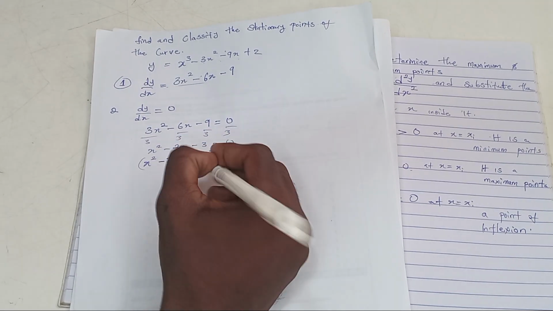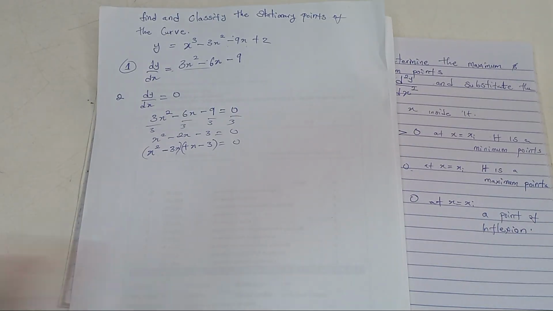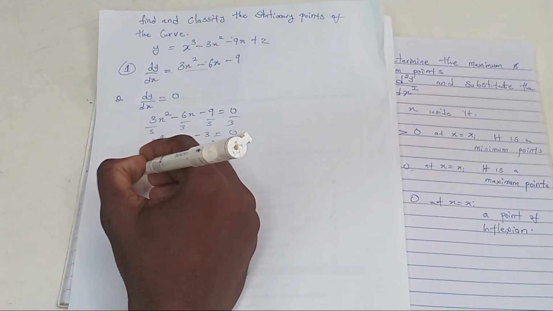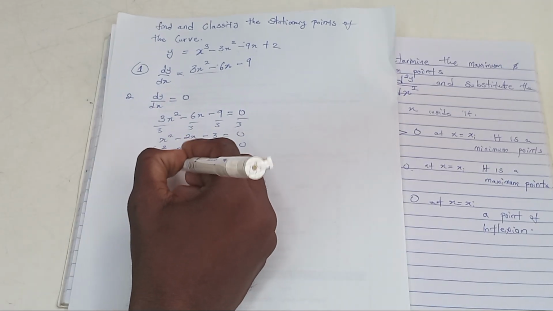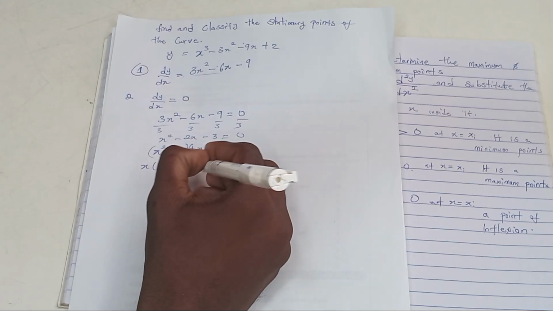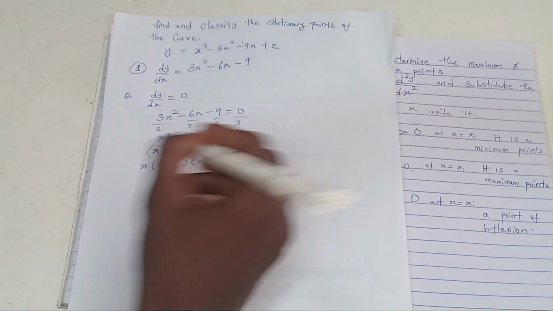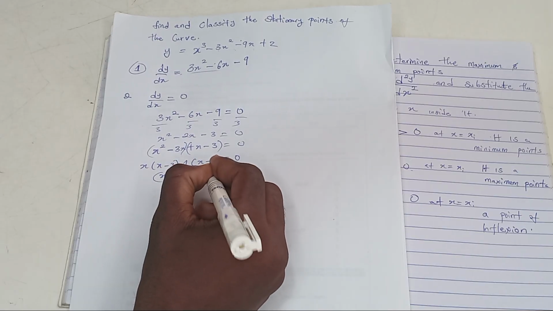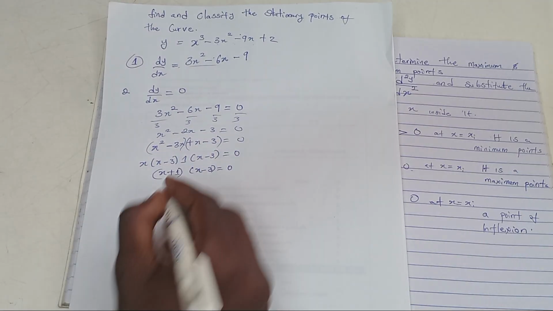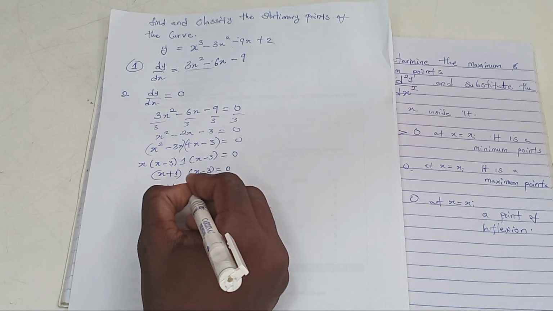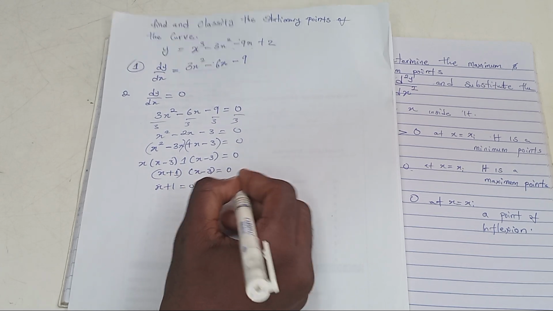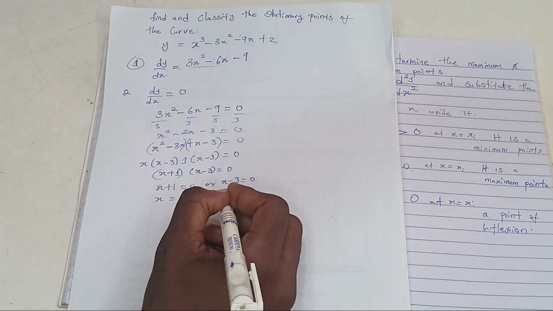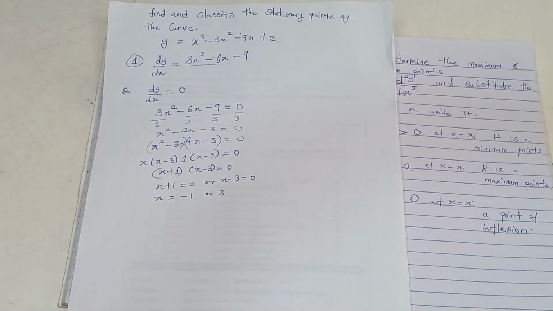You can avoid all of this by using your calculator, as there are calculators that can solve quadratic equations easily. So (x minus 3)(x plus 1) equals 0. You just find the roots of the equation with your calculator and you'll be fine. So we have x plus 1 equals 0 or x minus 3 equals 0. We have x equals minus 1 or 3. Good. We've gotten our x1 and x2.